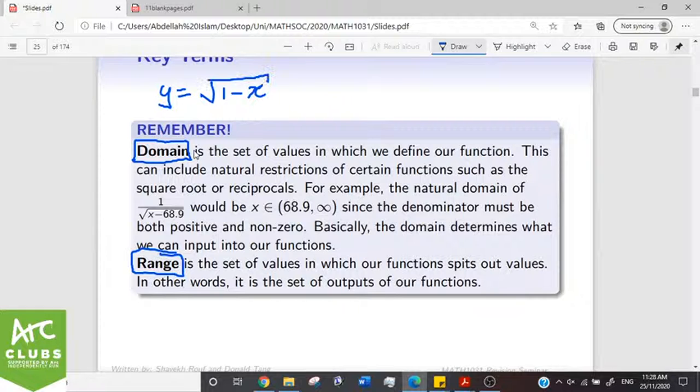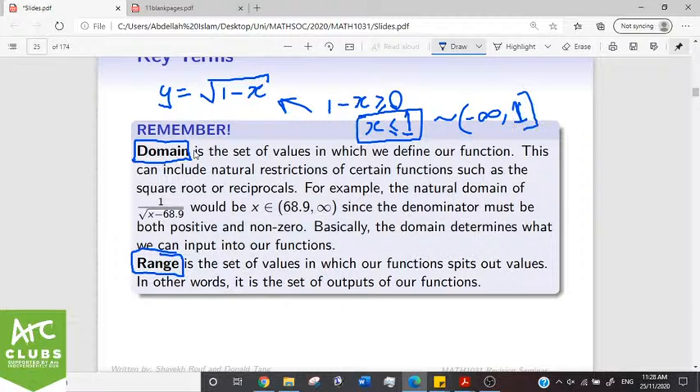The domain is the set of values for which we can define a function. For this function here, we can't have a negative thing inside of the square root. That means that this 1 minus x has to be positive or 0. And this just means that x has to be less than or equal to 1. So the domain is x being less than or equal to 1. To write it in set notation, you can use our set notation knowledge from the previous slide. We would write it like this. So that is the domain.